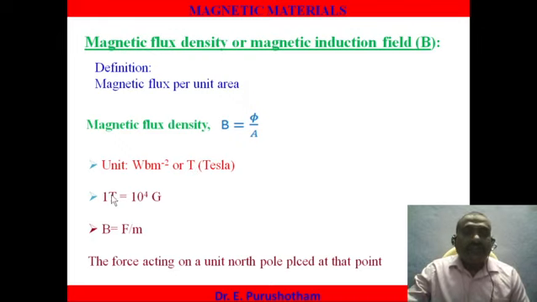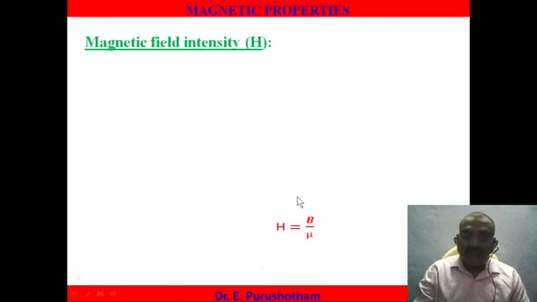The relation between Tesla and Gauss, Gauss being the CGS unit: 1 Tesla is equal to 10 to the power 4 Gauss. Another formula: magnetic flux density B is equal to F by m. Force per unit pole strength, or the force acting on a unit north pole placed at that point, is also called magnetic induction field or magnetic flux density.